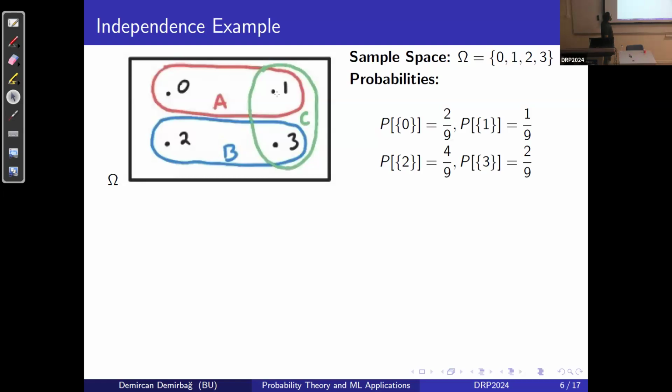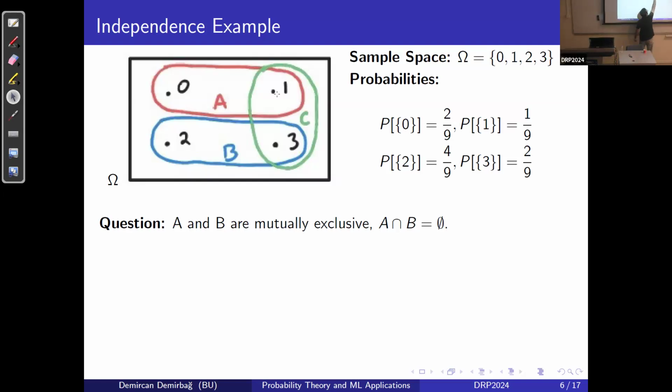Now let's give an example that I found interesting. Let's assume that our omega is defined like that, the events are defined like those, and the probability of the outcomes are given like that. Now we see that A and B are not intersecting. In mathematical terms, they are mutually exclusive.